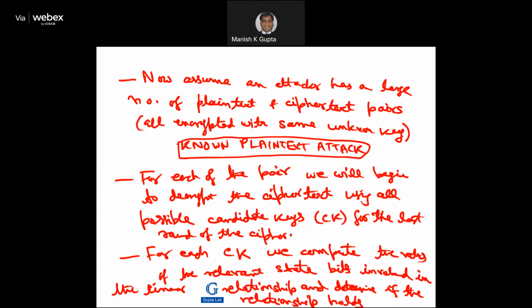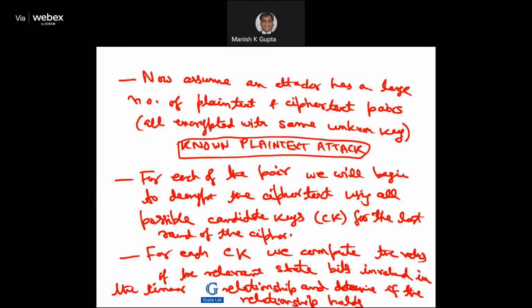For each of the pairs, we will begin to decrypt the ciphertext using all possible candidate keys for the last round of the cipher. This is what we are trying to do. There are 800 pairs of plain text and ciphertext available to us. Because that key length is fixed, you know how many possible keys there are. You can just try one by one, one, another one.